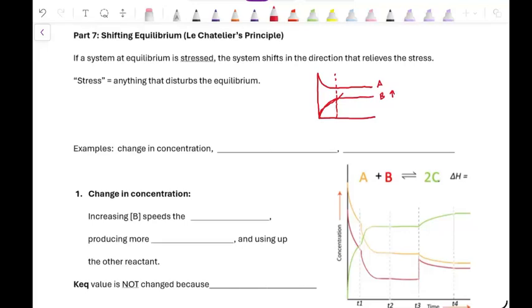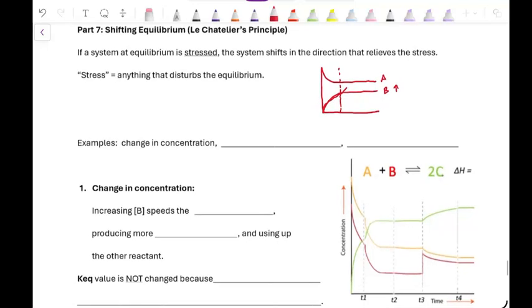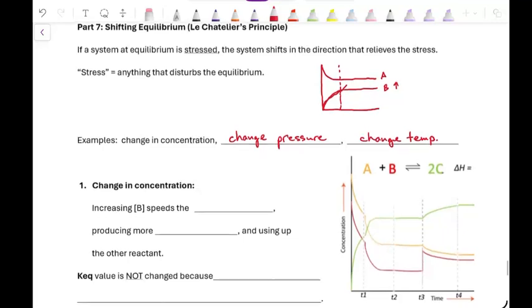In addition to changing concentration, we could also change pressure. So adding or removing pressure from a system, especially if a gas is involved, is going to be a stress. And the other thing we can do is change the temperature. We've already talked about the fact that KEQ is dependent upon temperature. So changing the temperature, you might imagine, would do something to that chemical equilibrium system. So let's go through these one at a time.